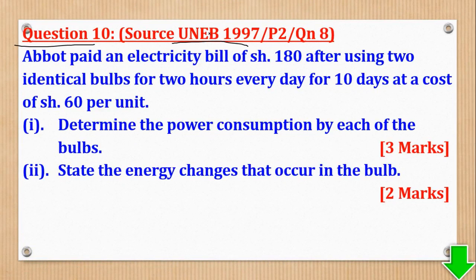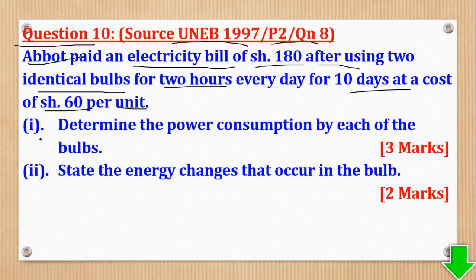Then question 10 came from UNEB 1997, paper 2, question 8, and it says Abbott paid an electricity bill of shillings 180 after using 2 identical bulbs for 2 hours every day for 10 days at a cost of shillings 60 per unit. Roman 1. Determine the power consumption by each of the bulbs. And Roman 2. State the energy changes that occur in the bulb.